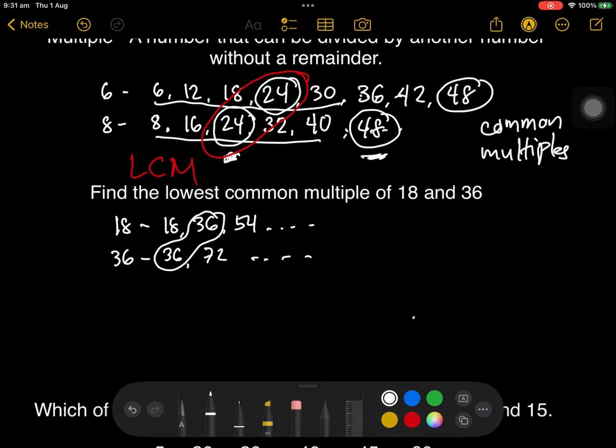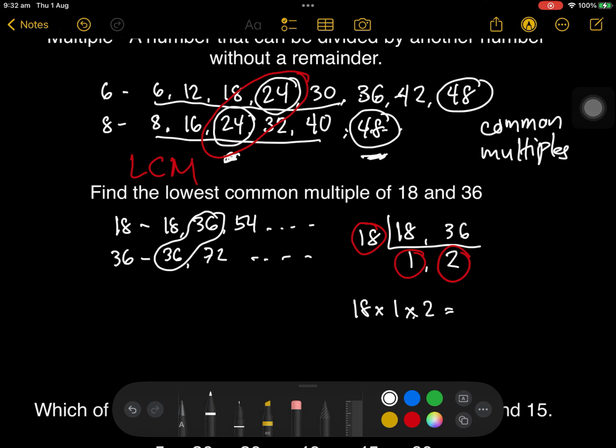But there's an easy way to get the lowest common multiple. So 18 and 36. By simply dividing both numbers by 18, 18 divided by 18 is 1, 36 divided by 18 is 2. And then all you have to do is multiply these numbers. So you have 18 times 1 times 2 is equal to 36. So that is the LCM.